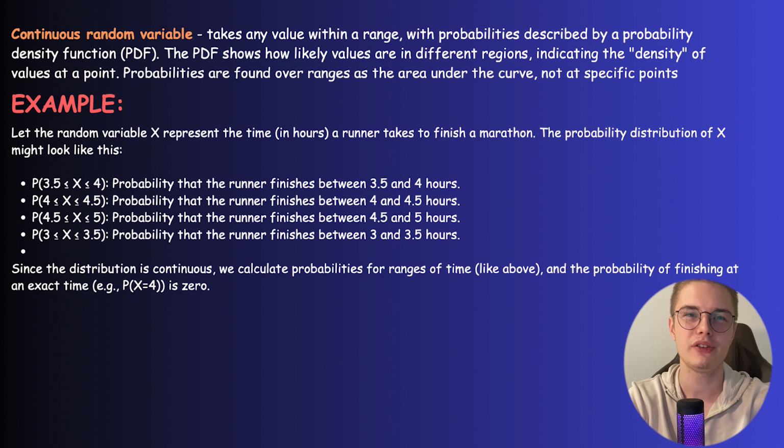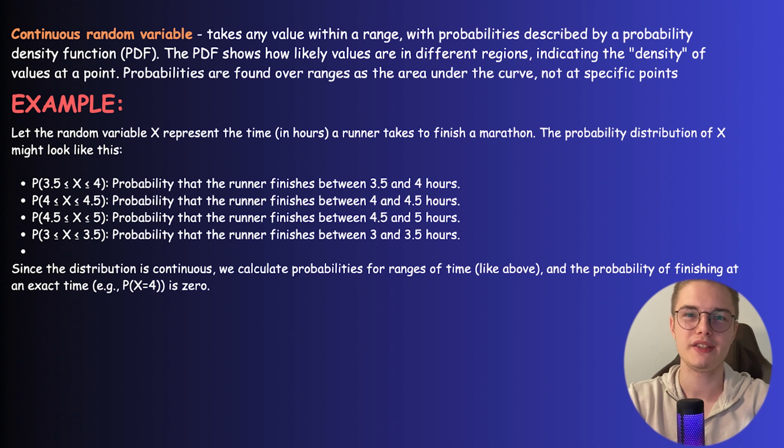Consider an example. Let the random variable X represent the time in hours a runner takes to complete a marathon. The probability distribution might look like this, where P(3.5 < X < 4) represents the likelihood the runner finishes between 3.5 and 4 hours, while the probability that X is in the range 4 to 4.5 captures the probability of finishing between 4 and 4.5 hours.